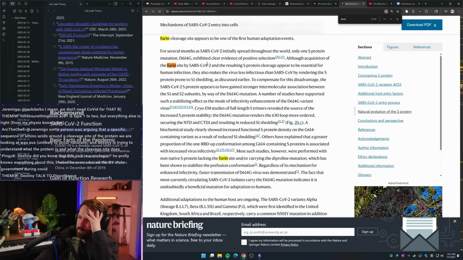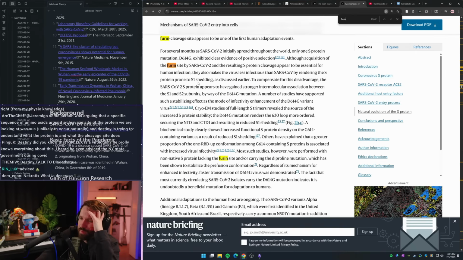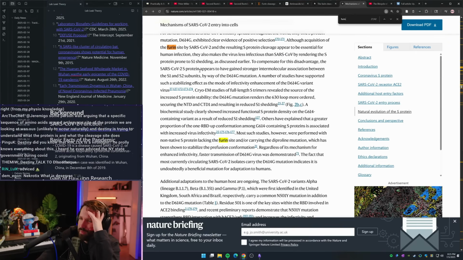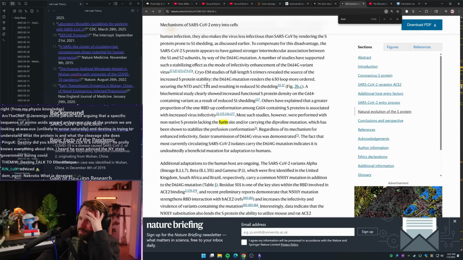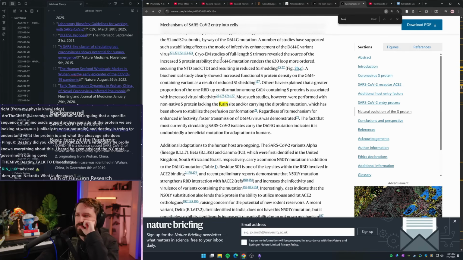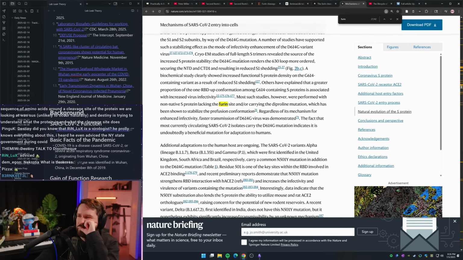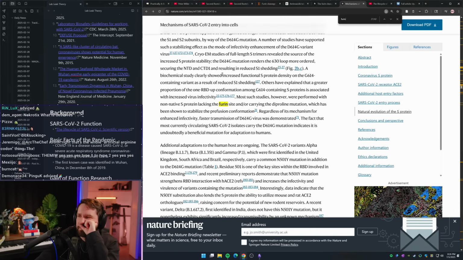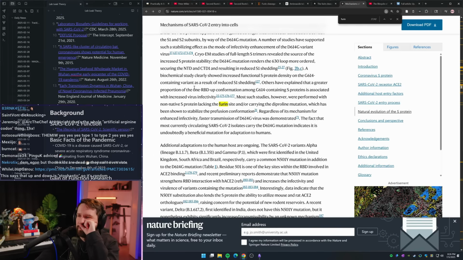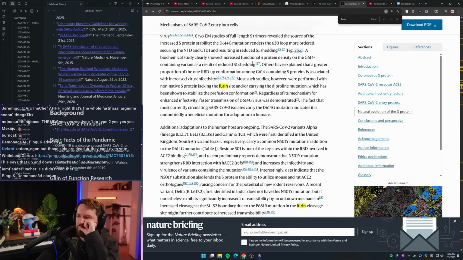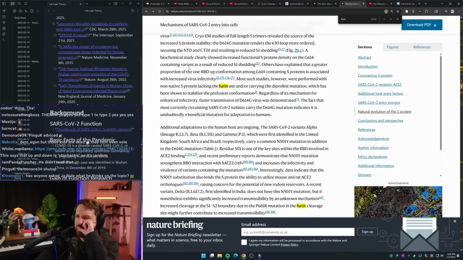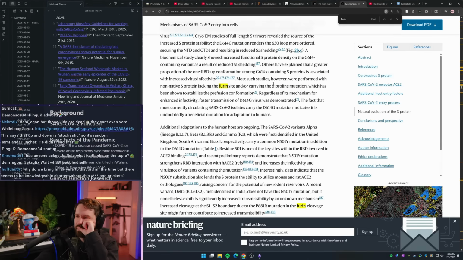A number of studies support such a stabilizing effect as the mode of infectivity enhancement of the D614G variant virus. Cryo-EM studies on full-length S protein show increased stability. Okay, binding. A biochemical study clearly showed increased functional S protein density on the virion as a result of the reduced S1 shedding. Others have explained that a greater proportion of the one-RBD up conformation among G614 containing S protein is associated with increased virus infectivity. Most such studies, however, were performed with a non-native S protein lacking the furin site.